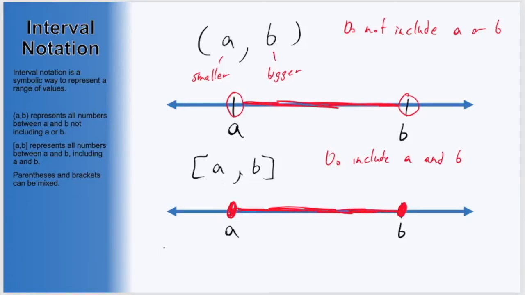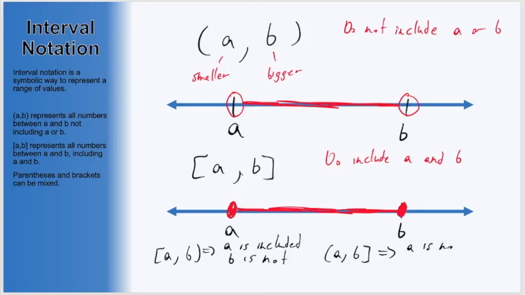We can also have intervals where brackets and parentheses are mixed like this. The bracket in this first interval would tell us that a is included, while the parentheses tells us b is not. Meanwhile, for the second interval, the parentheses on the a tells us a is not included, while the bracket on the b tells us b is included.